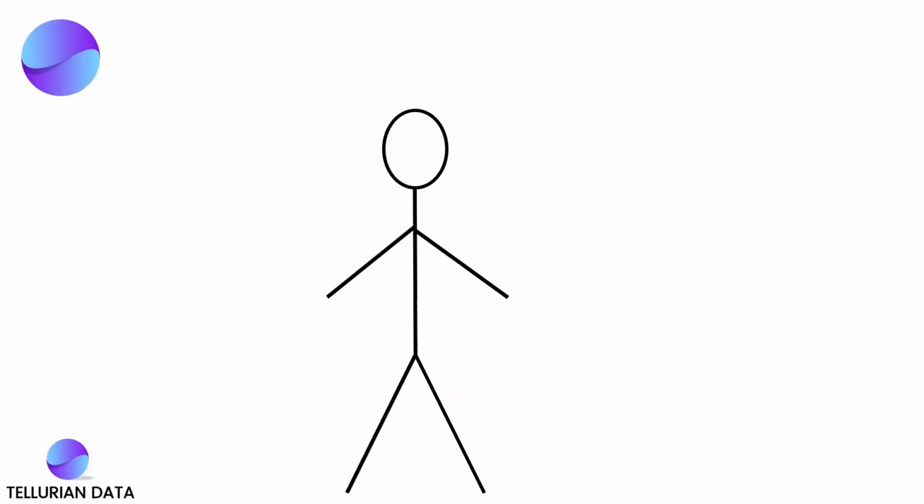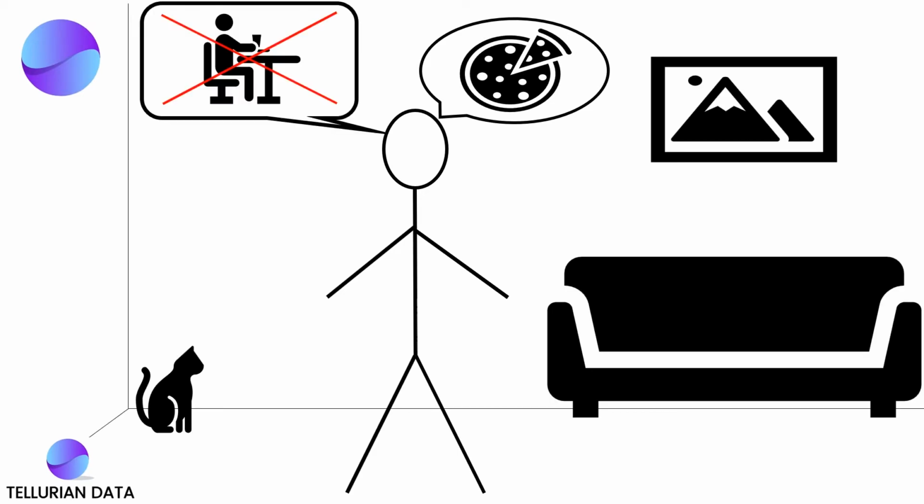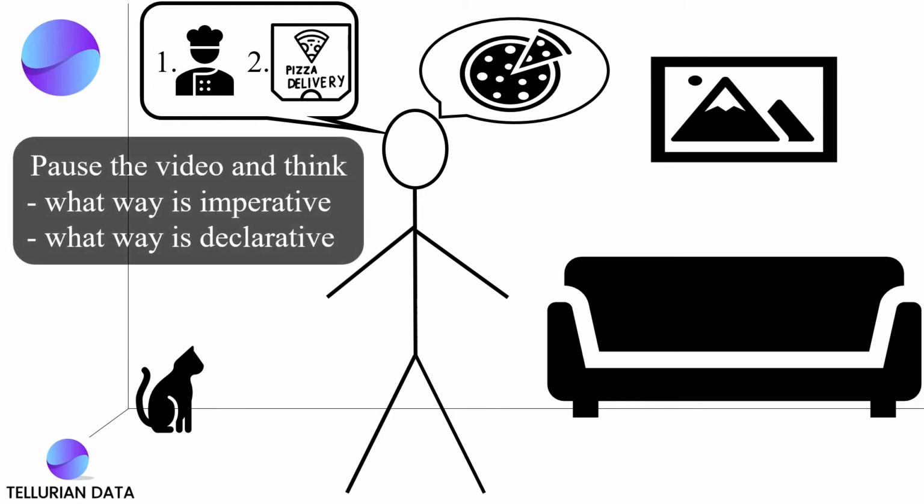So let's consider a really common problem. You are extremely hungry, and you want to eat pizza. Let's say you're at home, and you don't want to go out. So you have two basic ways to approach the problem. You could cook pizza yourself, or you could order it. One way is imperative, another one is declarative. I encourage you to pause the video and think which is which, if of course that's not obvious to you.